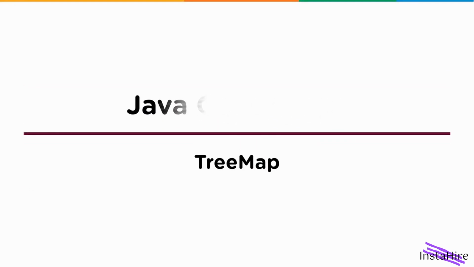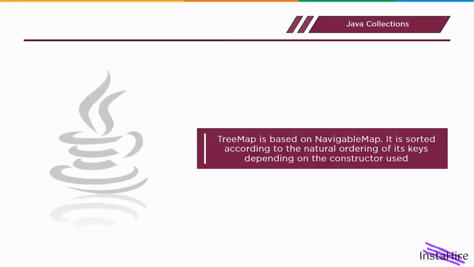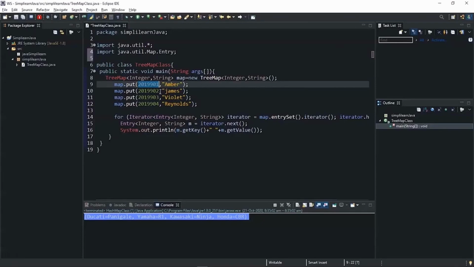That is the tree map. So what exactly is a tree map? Tree map is based on navigable map. It is sorted according to the natural ordering of its keys, depending on the constructor being used. To understand the tree map class in a much better way, let's try to execute the program real quickly.